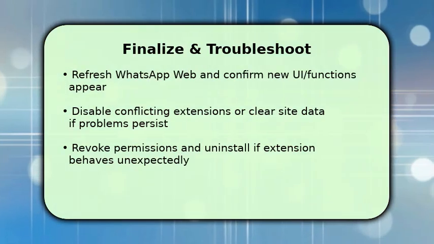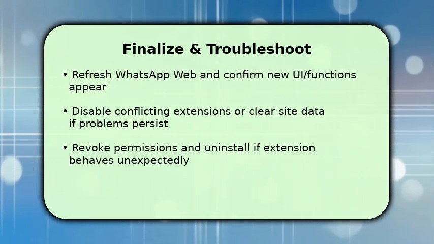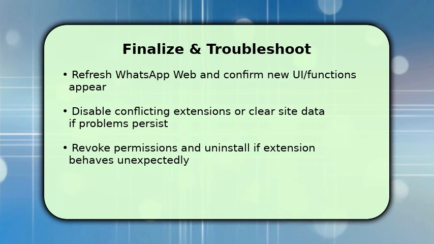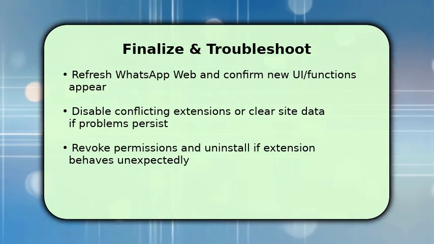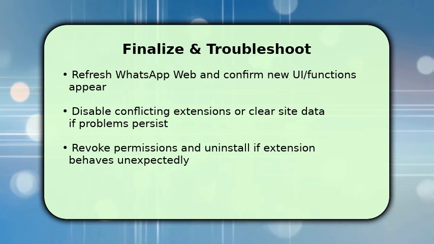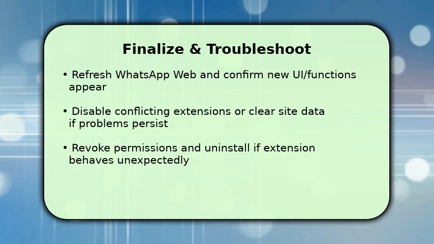You finish by refreshing WhatsApp Web and verifying the extension's features are active. Check for new buttons, notifications, or automated actions. If something fails, disable other extensions to detect conflicts, clear site data, and reload. This resolves most injection or caching issues.